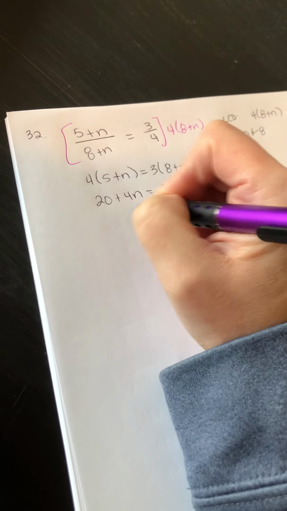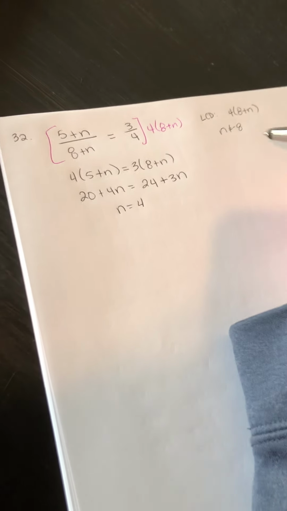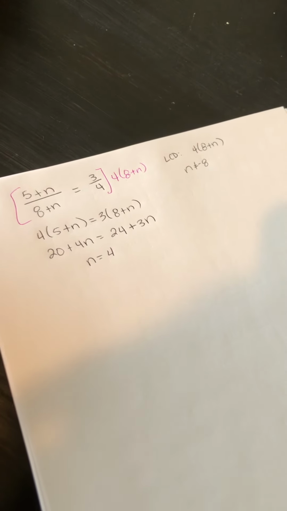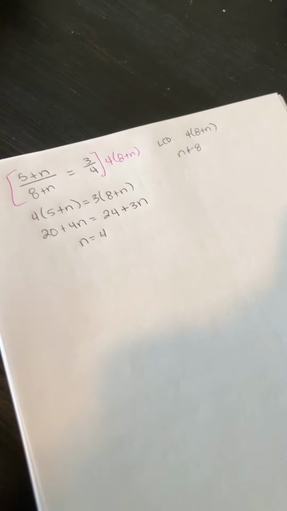Subtract 3n, I get n. Subtract 20, I get 4. N is 4. And it does work. It's not -8, so it should work. And it does. I wrote it down on the other paper. So just check these.